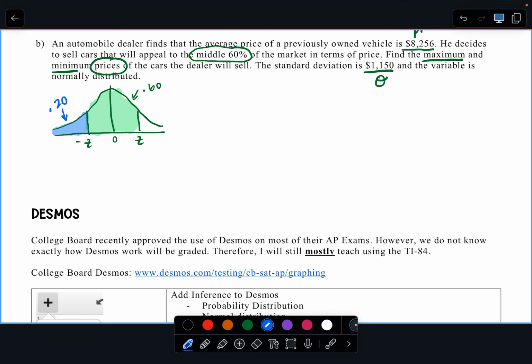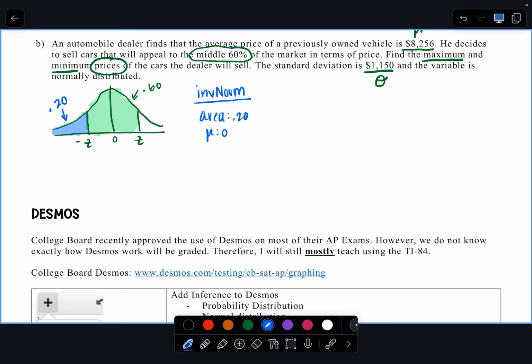So again, this is for my people who don't have the tail option or don't want to bother with it and mess with it at all. I would go in and I would do inverse norm. I would put in a lower of negative infinity, which is negative 1e99. Or no, sorry, wrong thing. Area. Completely switch gears. Area would be 0.20.